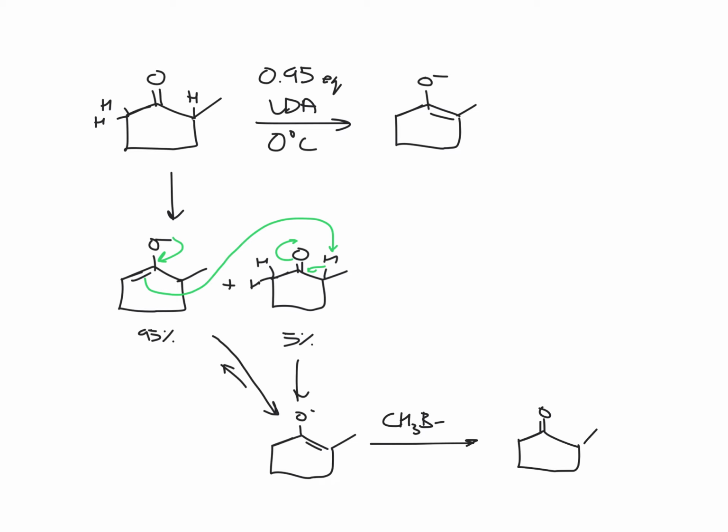So you can, using the exact same reagents, LDA and methyl bromide, methyl iodide, whatever you want to use as the electrophile, choose what side of an unsymmetrical ketone you want to alkylate.